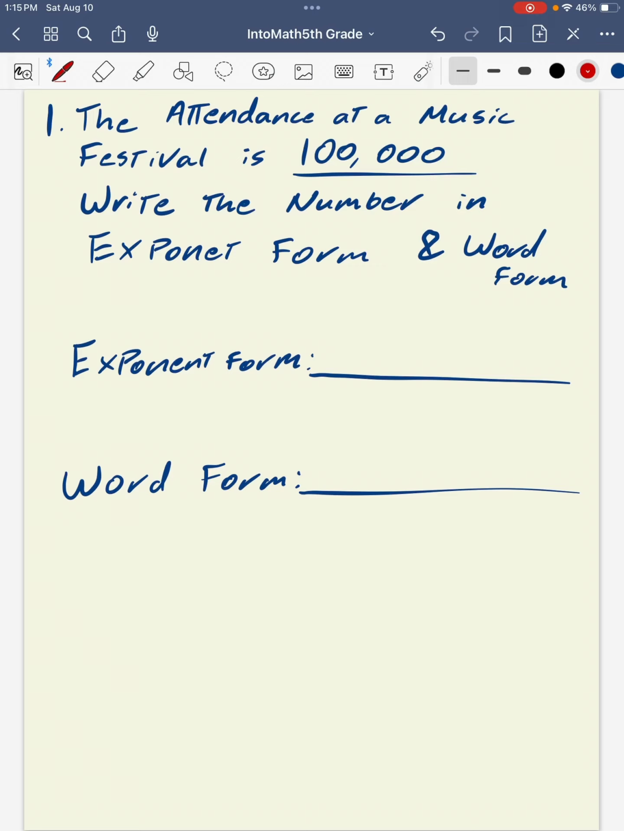As an exponent, I know that I have a base 10, and then I can count the number of zeros in 100,000 to figure out what my exponent is. I have 1, 2, 3, 4, 5. So in exponent form, the attendance at the music festival of 100,000 is 10 to the 5th power. In word form, I can say 10 to the 5th power.